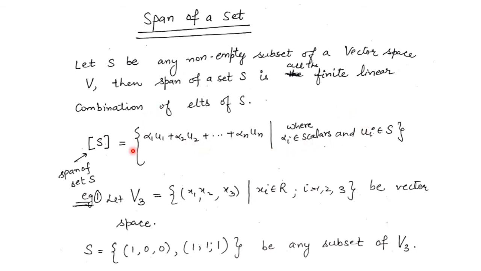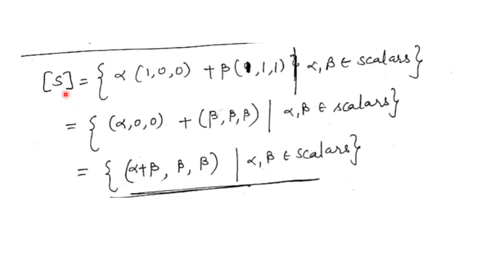For example, let's suppose V3 is the set of 3-ordered tuples x1, x2, x3, where xi belongs to real numbers, and S be any non-empty subset of V3 having two elements (1, 0, 0) and (1, 1, 1). Let's suppose this is a non-empty subset of V3. Then what will be the span of the set S?